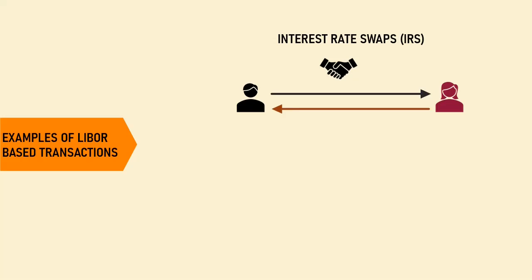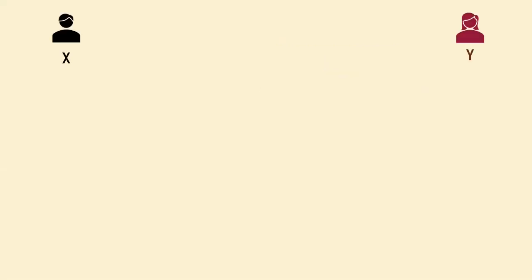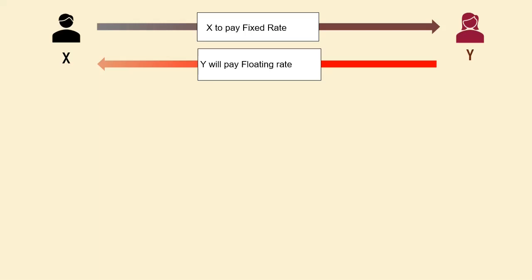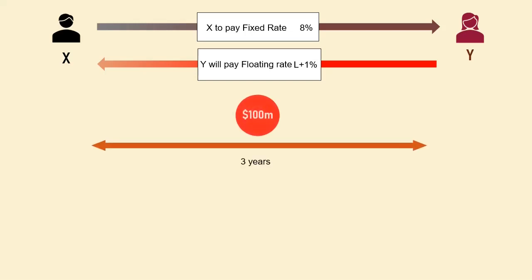For example, let us presume there are two individuals, X and Y. They enter into a swap whereby X will pay a fixed rate to Y and in return will receive a floating rate from Y. Let us say the fixed rate is negotiated and fixed at 8%, while the floating rate payment is agreed at Libor plus 1%. Let us also presume that the notional amount agreed upon is $100 million and the swap is for 3 years.